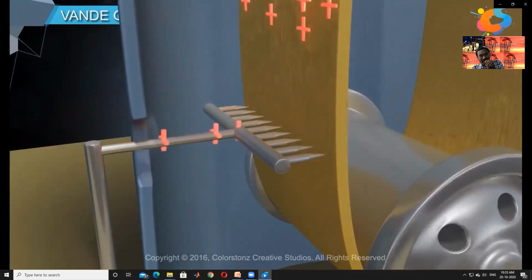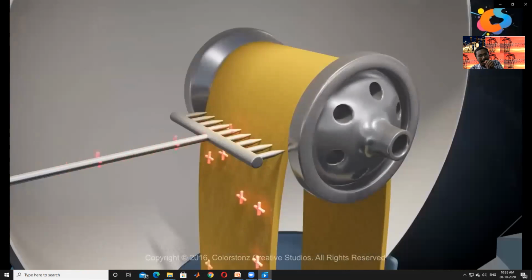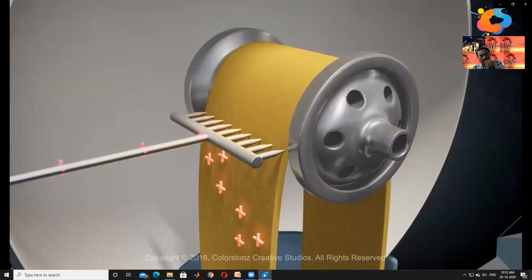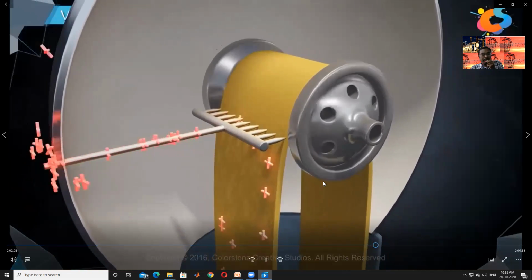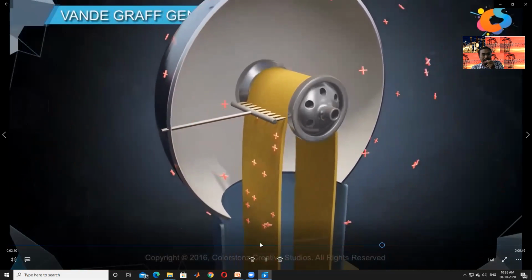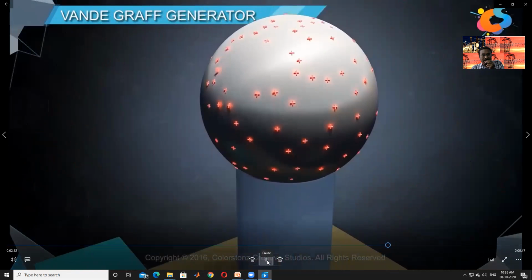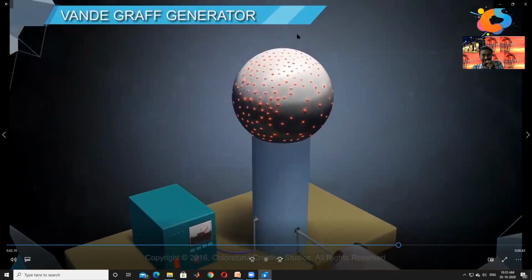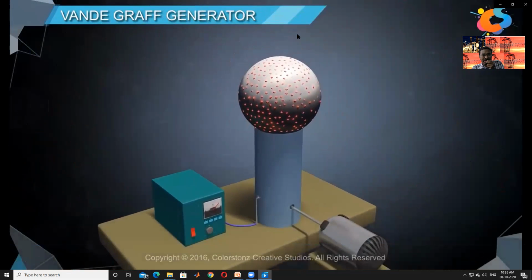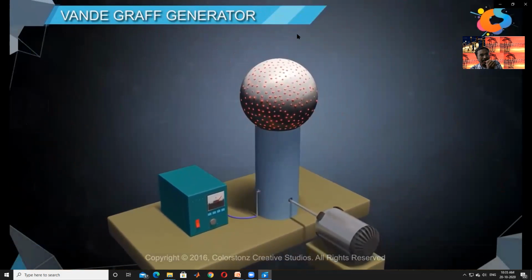Charges on the belt are carried upwards and collected by the receiver comb on the top of the generator. Since the upper comb is connected to the hollow conductor, the charge gets transferred to the hollow sphere. Since the belt is continuously carrying positive charges to the receiver comb, the spherical cell collects a large amount of charge and develops a huge amount of charge.